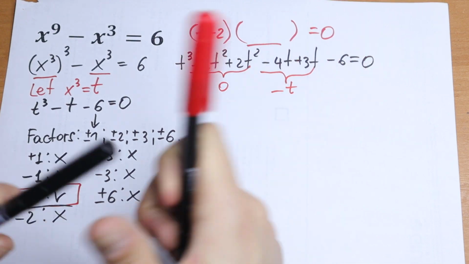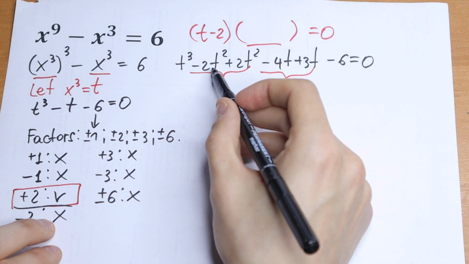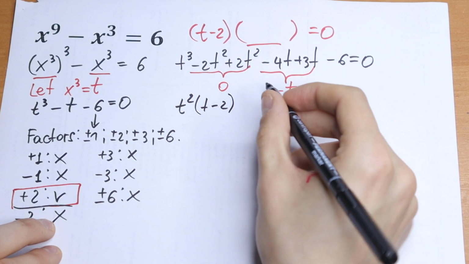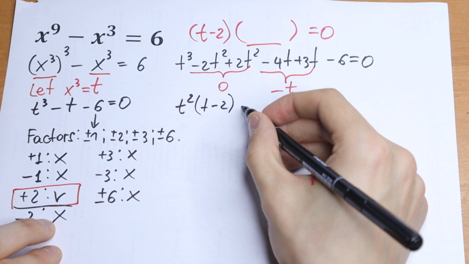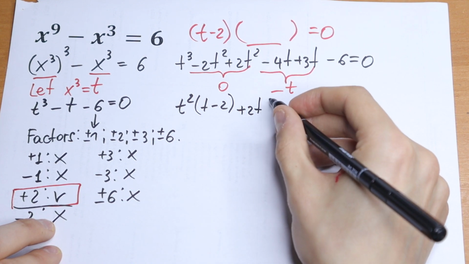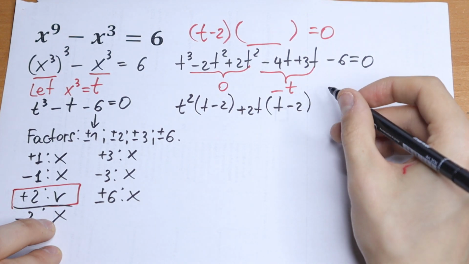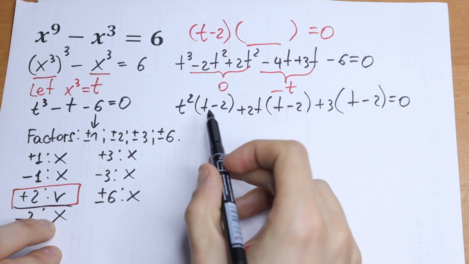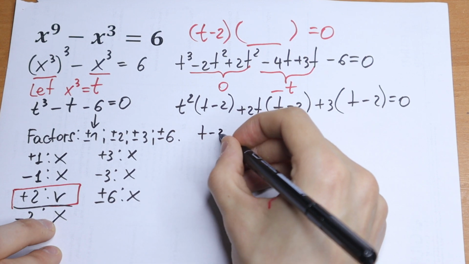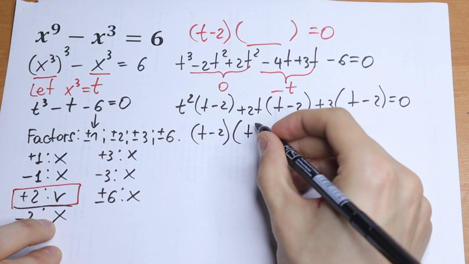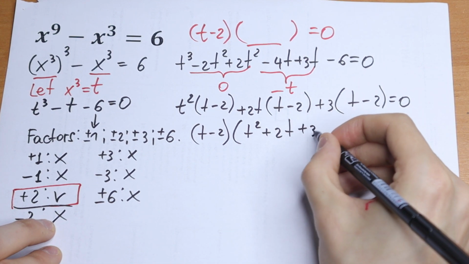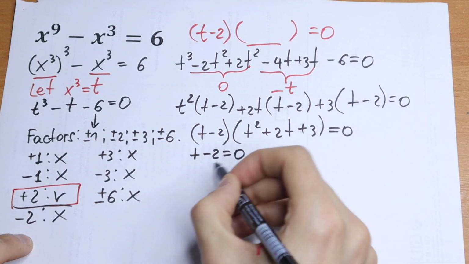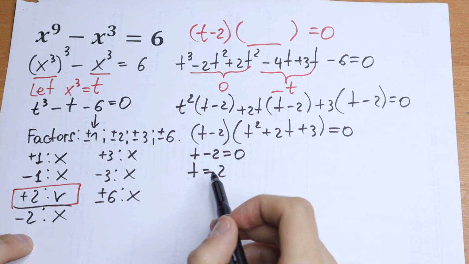If you see, we can factor out from here t squared, and we will have t minus 2. From 2t squared minus 4t, we can factor out 2t, and in parentheses we'll have t minus 2, and from here we can factor out 3, and we will have t minus 2 right here. So right now we can factor out t minus 2 as a common factor, and in parentheses we will have t squared plus 2t plus 3. Really good case, because we have a product, so t minus 2 equals 0, t equals 2, and let's find our x real quick.